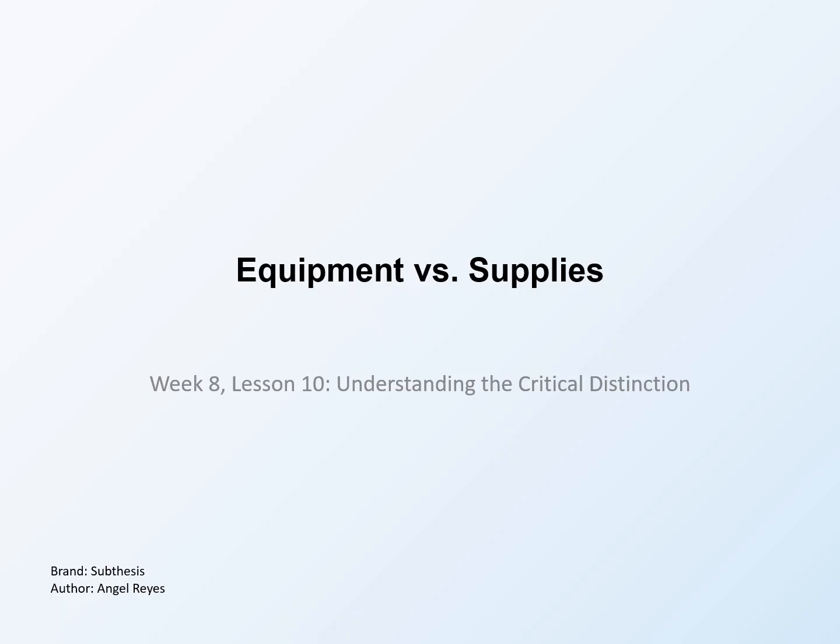Equipment is defined by cost threshold and useful life criteria. Items meeting these criteria carry special requirements that supplies do not. Misclassifying purchases can create compliance problems ranging from inadequate tracking to improper disposition of grant-funded property.